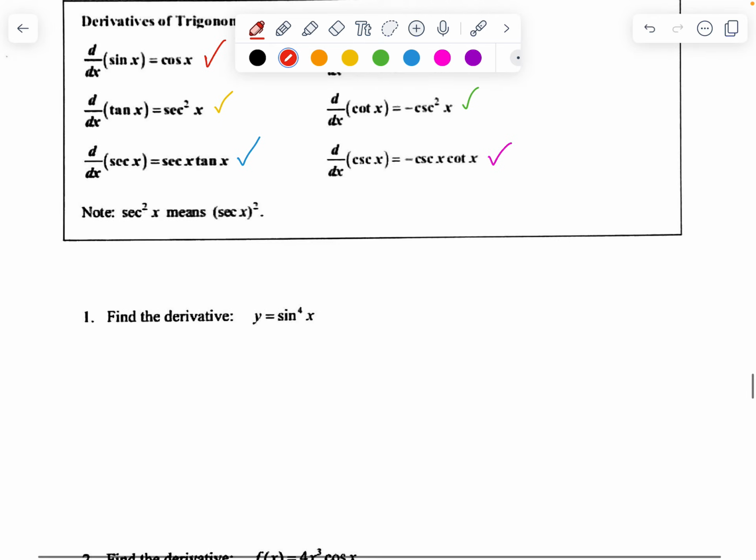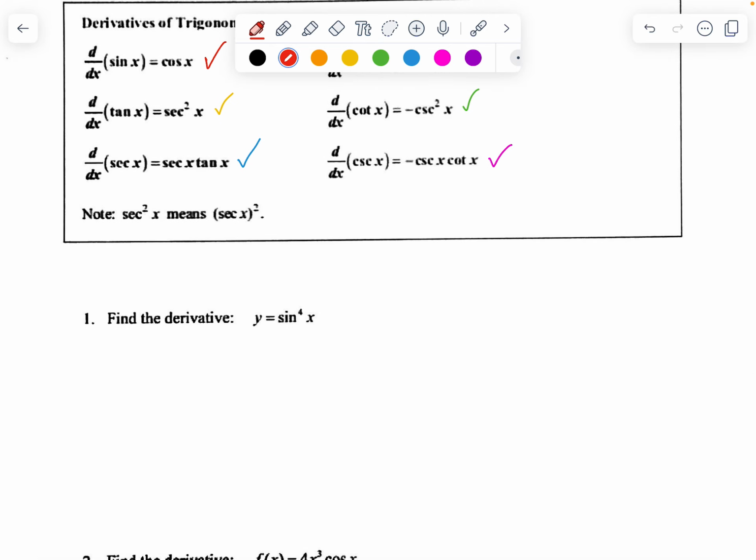So first one, find the derivative of sine to the 4th power of x. So what we're going to do is rewrite this as sine of x to the 4th, because that's what it is, okay? That'll make us do this a lot more easily. In this situation, think of that chain rule we talked about. We have the outer stuff, something to the 4th power. That's your f. Your inside is your g of x.